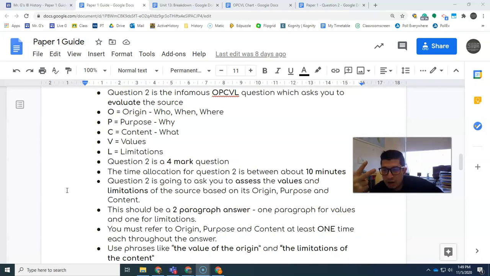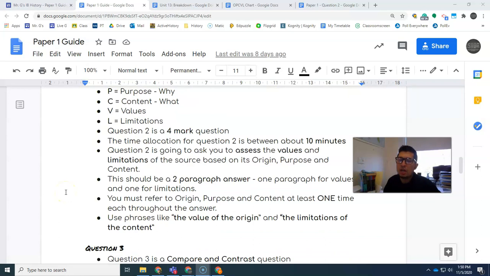You're going to have a 2-paragraph answer. One of the paragraphs is values. One of the paragraphs is limitations. Okay? I'll say that again. 2-paragraph answer. One of the paragraphs is values. One of the paragraphs is limitations. You must refer to the origin, the purpose, and the content at least 1 time. So you're essentially bringing 4 elements into the question: 2 values, 2 limitations. 3 of the 4 have to be origin, purpose, and content. So you have 1 freebie there.